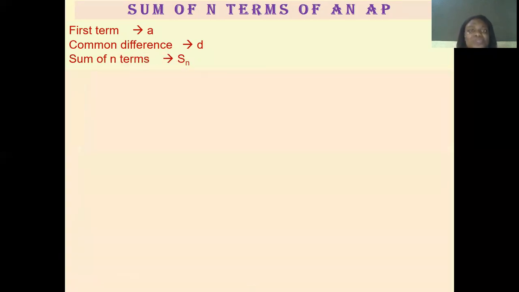Now let's try to form an equation. Okay, follow me. Now that simply means that our S of n, that's our sum of terms, is A plus D. Now A plus D is the second term. Hope you remember that. A plus 2D is the third term. So we just keep adding on and on until we get to the last term, which is T of n, and that gives us our first equation.